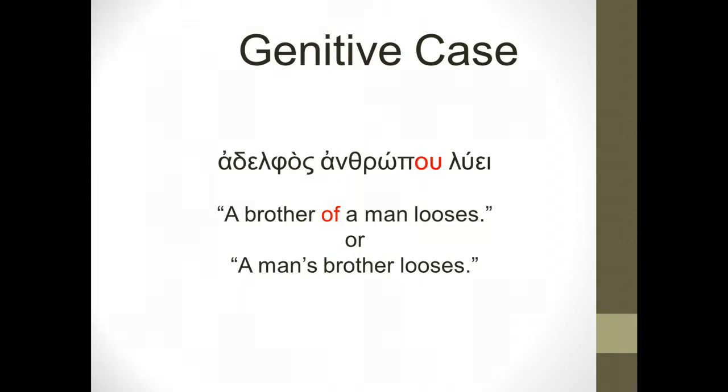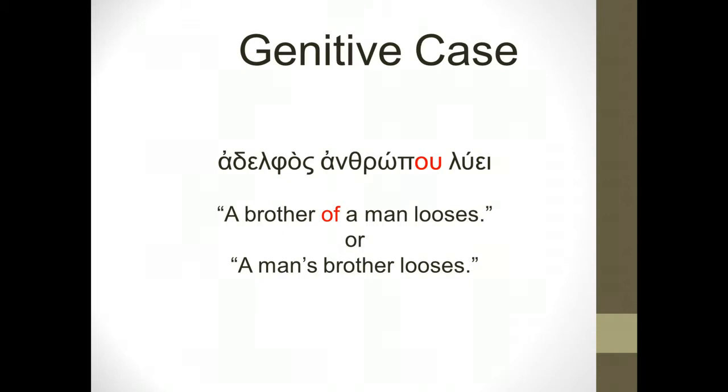And then I've got my lue at the end, my verb, which is a present active indicative third person singular. And I know then that the translation is a brother of a man looses. Or if I would like to make it sound even simpler and a little smoother, I could say simply, a man's brother looses.